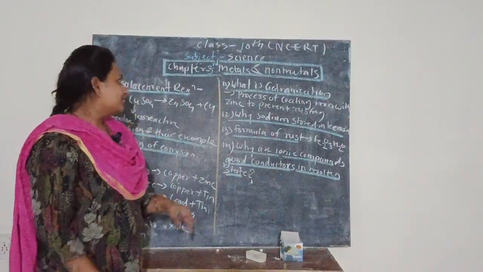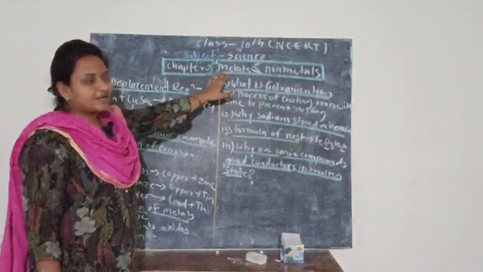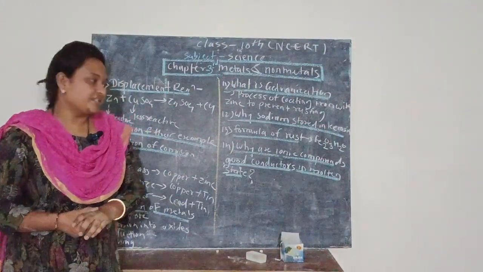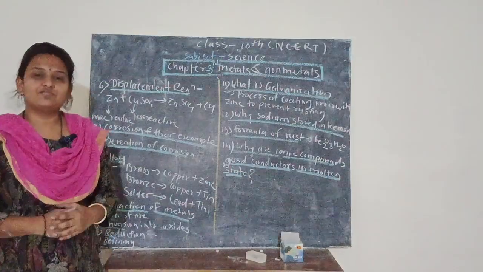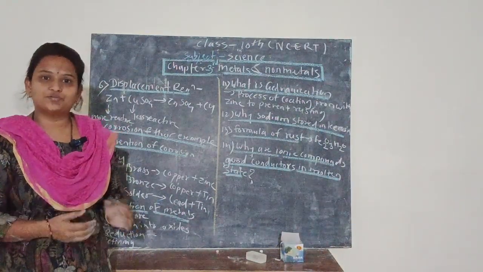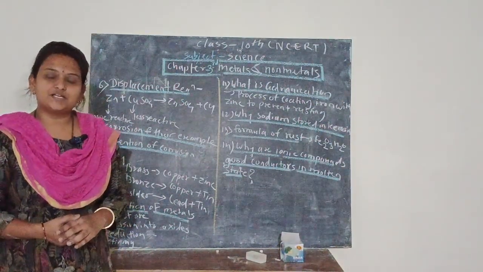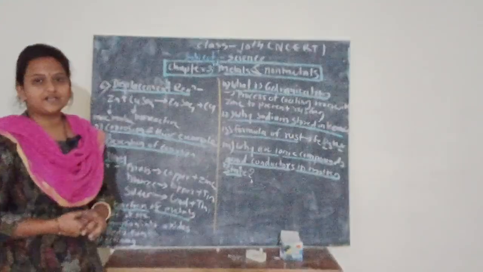Okay. So dear students, in the chapter metals and non-metals we saw about 14 examples which are very important for your board exam. If you prepare these well, you can definitely get good marks.